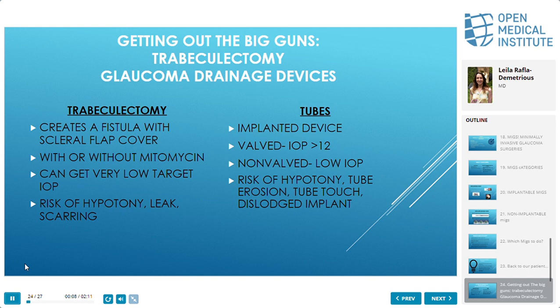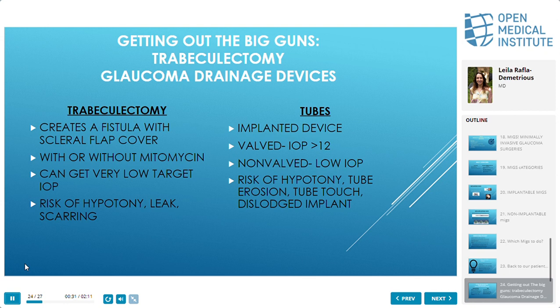The trabeculectomy, as I'm sure all of us know, we create a fistula with a scleral flap cover, and we can do it with or without mitomycin. You can actually get a very low target IOP with trabeculectomy. You can get down to 6, 8, but the risk of hypotony is very significant, as is the risk of a leak, a blood leak, or scarring down over time.